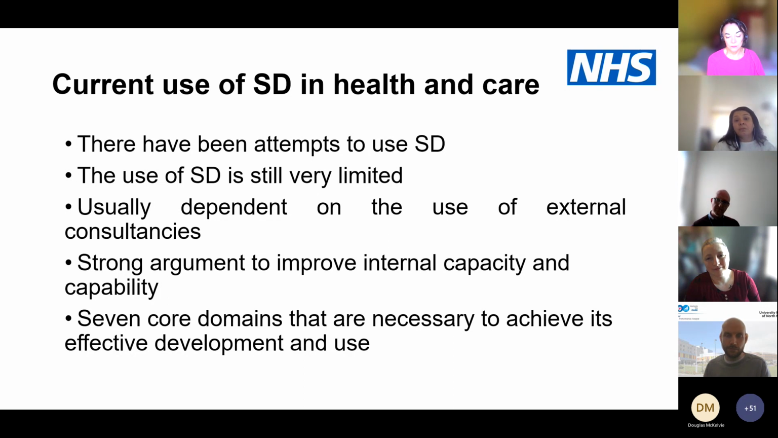We need to do lots of work for at least 5 to 10 years to be able to have a critical mass of practitioners in health and care. So that's why the argument is very strong to improve the internal capability in health and care. And we have done some work about what are those domains, not only the technical ones, that are required for system dynamics and other system level modeling projects to be successful. And I'm gonna mention those different domains later.